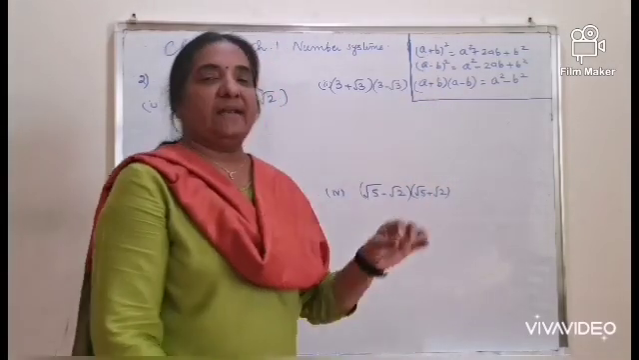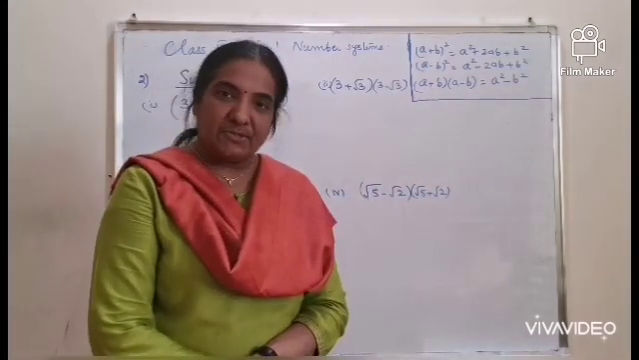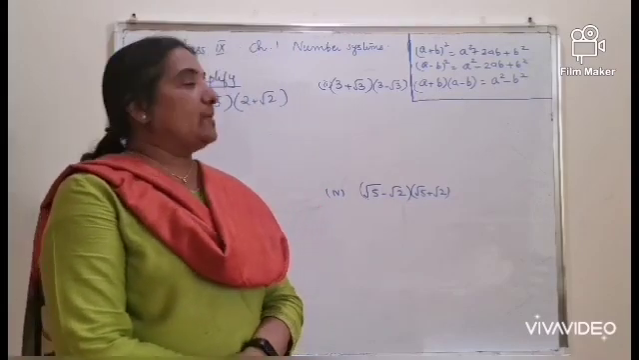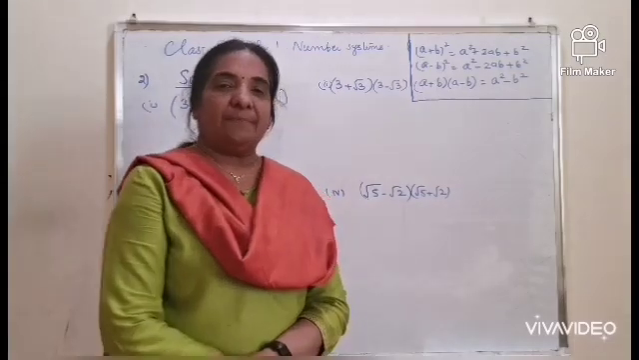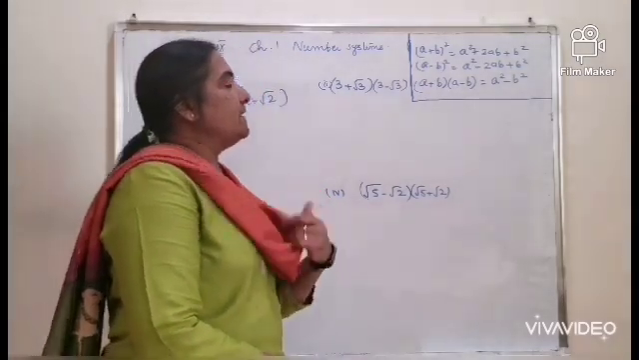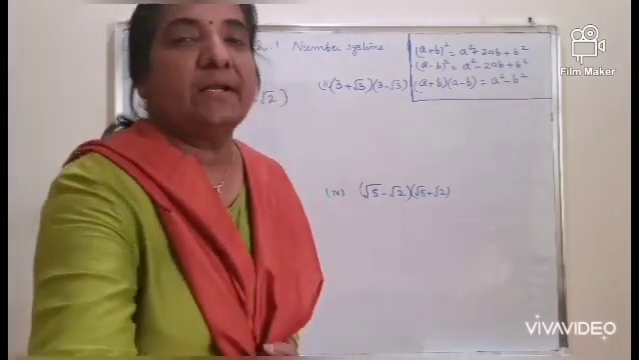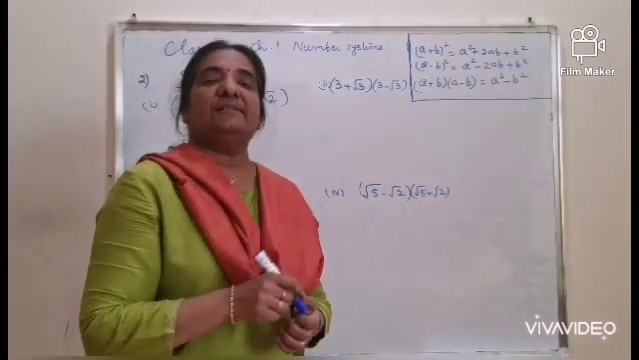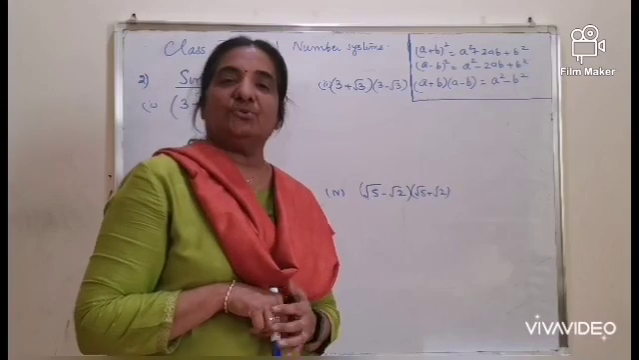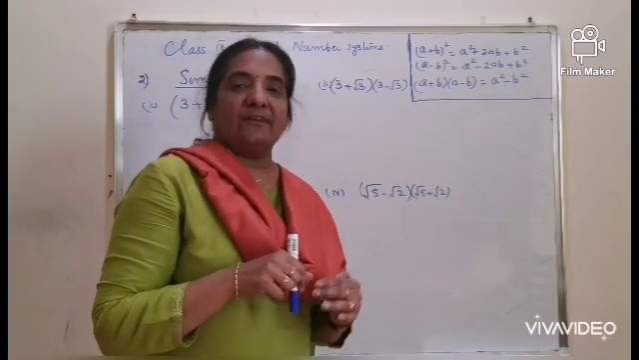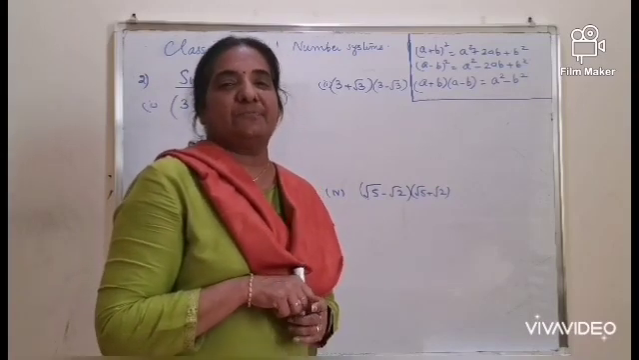A plus b whole square is a square plus 2ab plus b square, a minus b the whole square is a square minus 2ab plus b square, and a plus b into a minus b is a square minus b square. The identities are again useful in the next lesson, polynomials. Please check your answers. Those who have done, or others, can follow me because I will be explaining also.